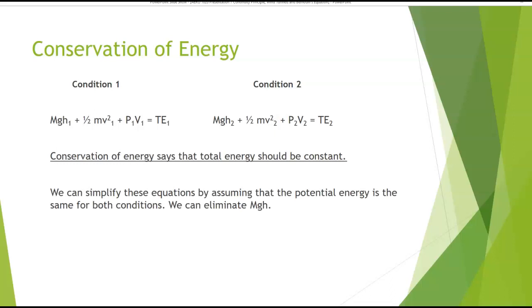We can simplify these equations by assuming that the potential energy for both conditions, condition 1 and condition 2, are the same. Potential energy is no different between the two, so we can eliminate mass times gravity times height, which represents potential energy. And we get 1/2 times mass times velocity squared 1 plus pressure 1 times volume 1 equals 1/2 times mass times velocity squared 2 plus pressure 2 times volume 2.